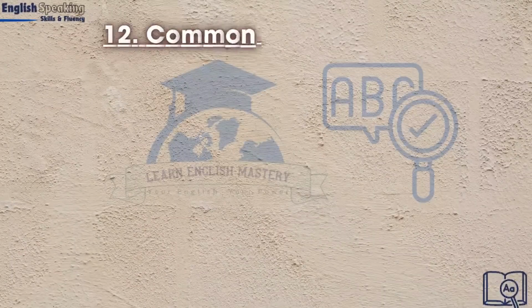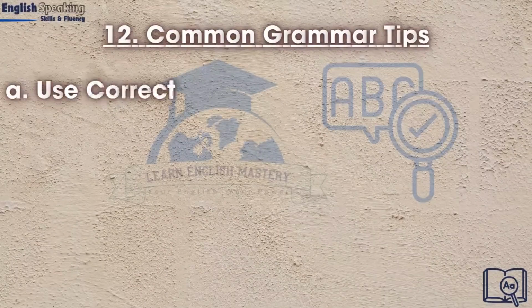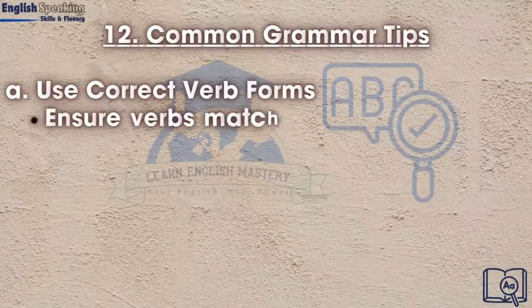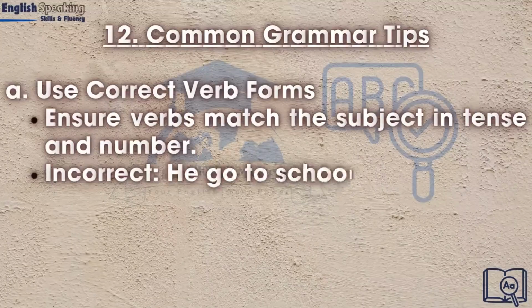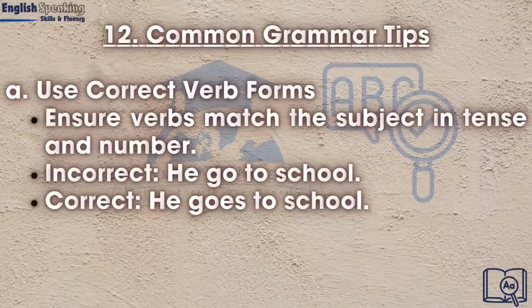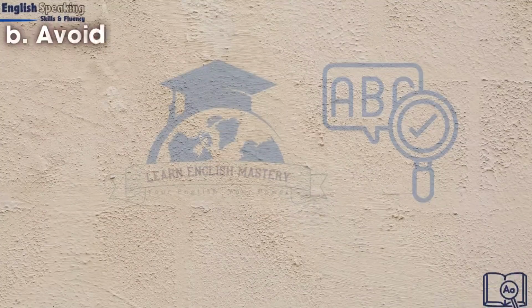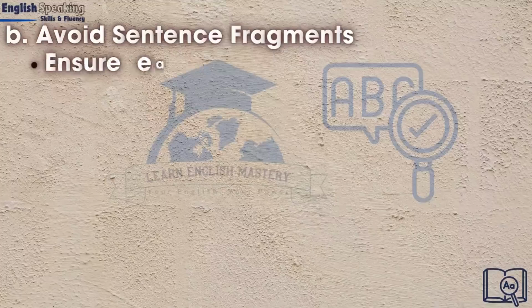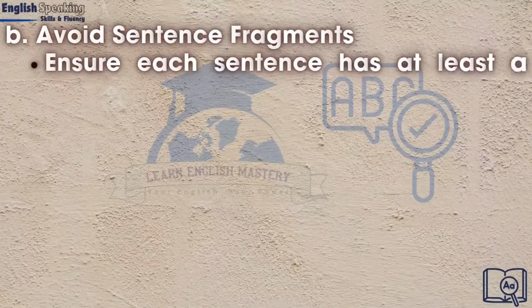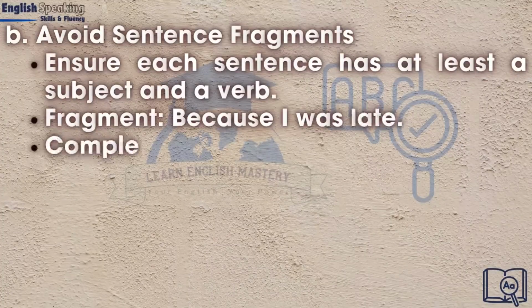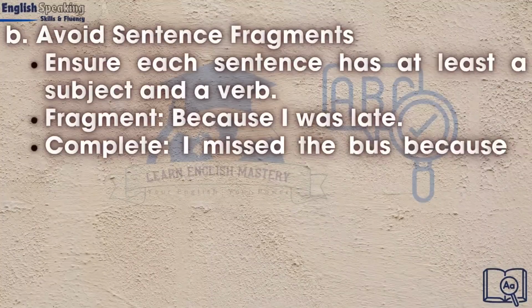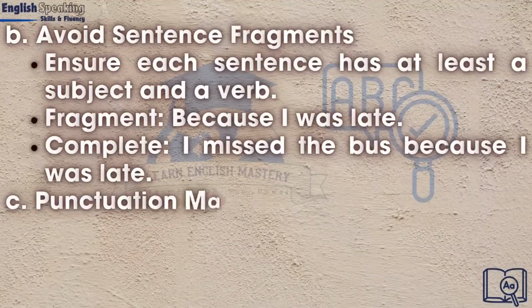12. Common grammar tips. A. Use correct verb forms. Ensure verbs match the subject in tense and number. Incorrect: he go to school. Correct: he goes to school. B. Avoid sentence fragments. Ensure each sentence has at least a subject and a verb. Fragment: because I was late. Complete: I missed the bus because I was late.